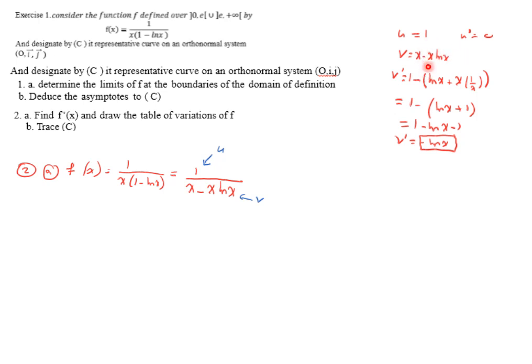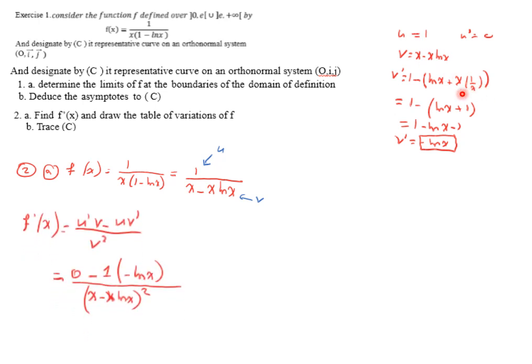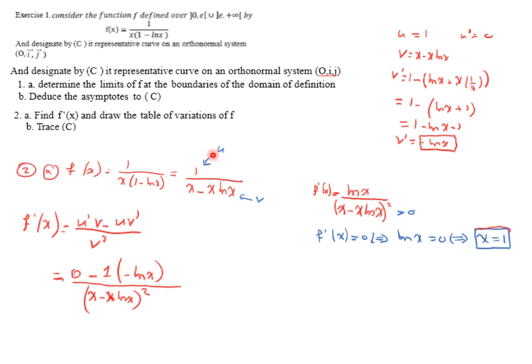So here we are going to do u prime v minus v prime u over v squared. So we will get 0 times v minus v prime u, which is 1 times minus ln x. So the final answer of the derivative is ln x over (x minus x ln x), all of it squared. This is the derivative. So now I need to study the sign.